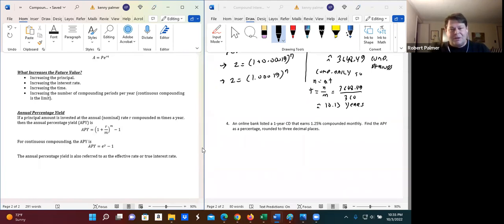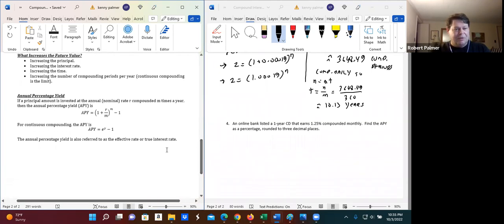Okay, last thing is something called the annual percentage yield. Let's read this. It says if a principal amount is invested at an annual, or what's called nominal, rate R, compounding M times per year.